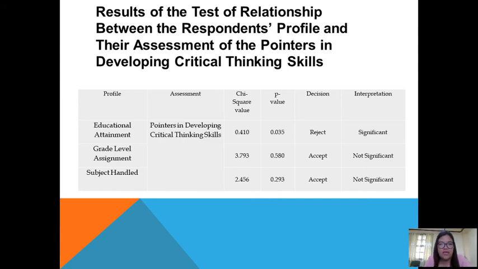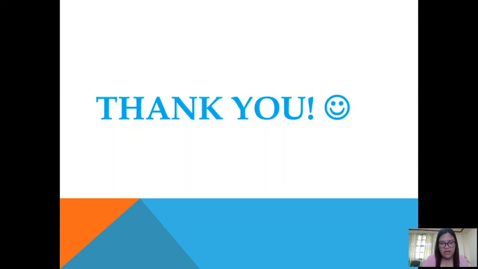Result of test of relationship between the respondents' profiles and their assessments of the pointers in developing critical thinking skills. Profile, educational attainment, pointers in developing critical thinking skills, 0.10, 0.35, reject, interpretation, significant. Grade level, 3.793, 0.80, decision, accept, not significant. Subject handled, 2.456, 0.293, accept, not significant.